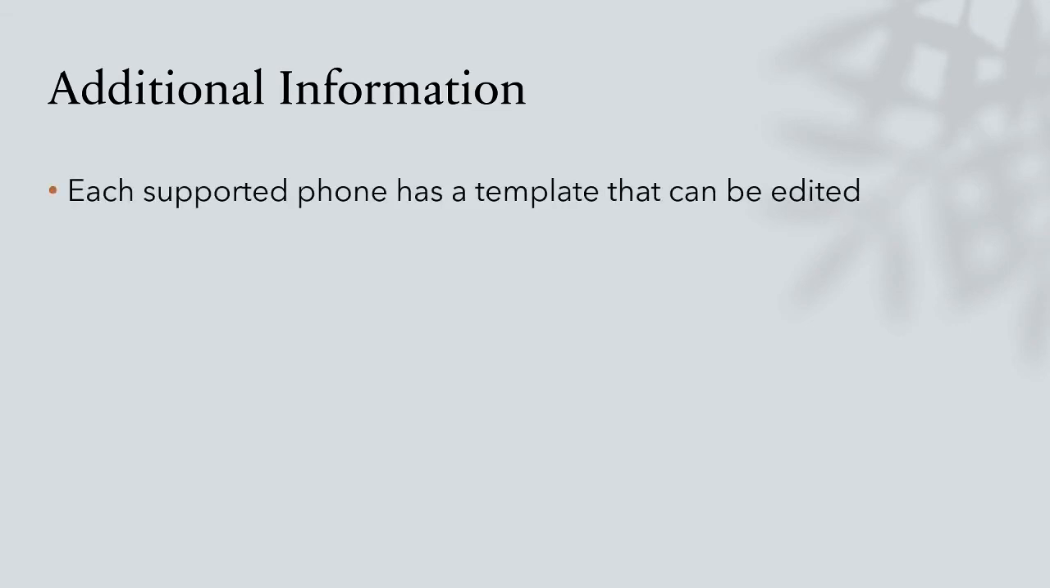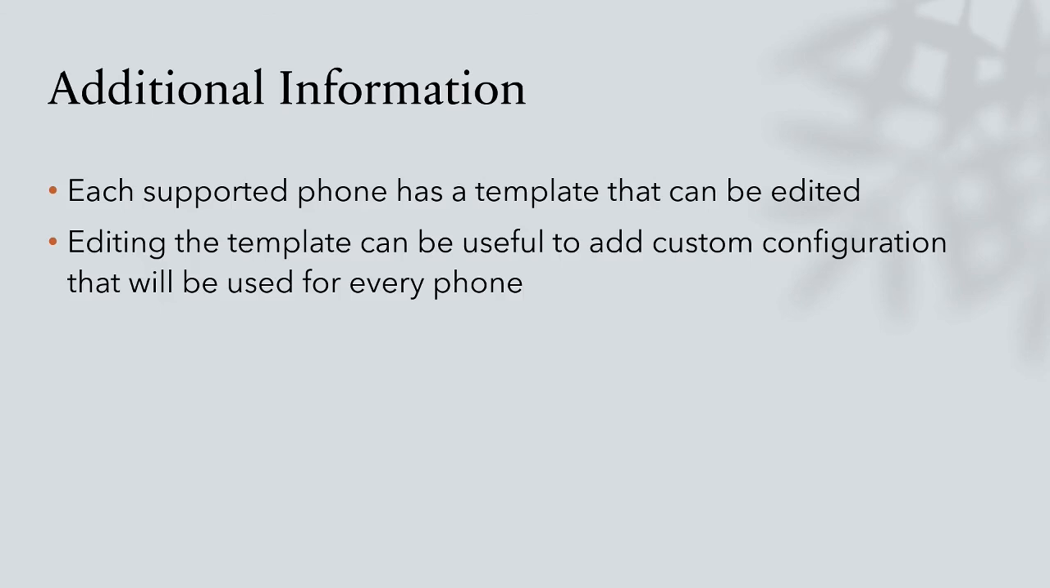So some additional information for you. Each supported phone has a template that can be edited. So you can download the template out of the system, edit it, and then upload it, usually with a different version name, so you can keep things straight. This allows you to change config options for the phone that aren't supported through the GUI. As I just mentioned, editing the template can be useful to add custom configurations that are either not available through the GUI or something you just want to add as a default for all the phones on your system that's just needed for every single phone.